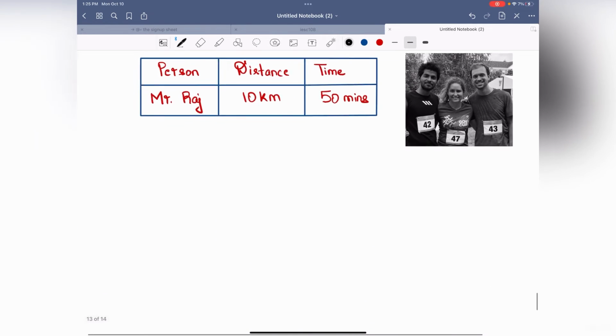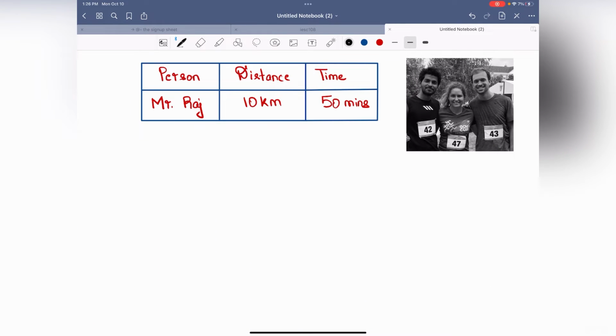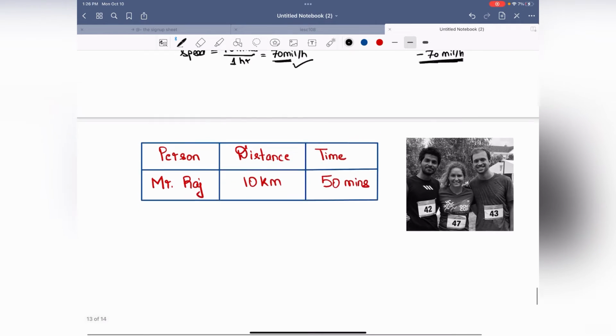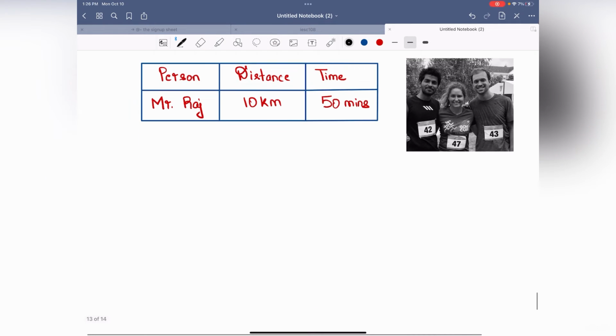Moving on, let's do an example of how to find speed. We just did an example before, but let's do another good example. So this is me, my best friend David, and Lizzie from a race that we recently ran. And let's just say that we ran 10 kilometers in that race. So I'm only giving you my data. So Mr. Raj ran 10 kilometers in 50 minutes. That's what this table is basically telling you.